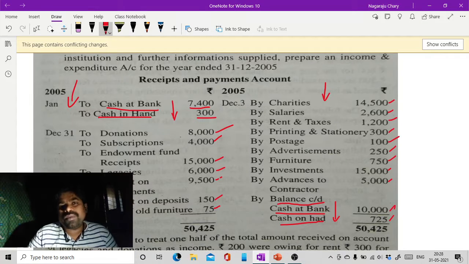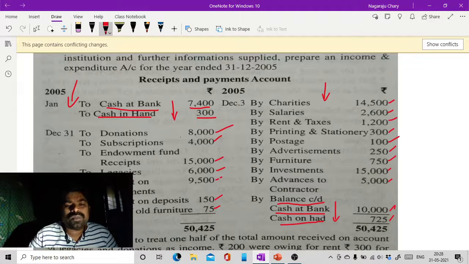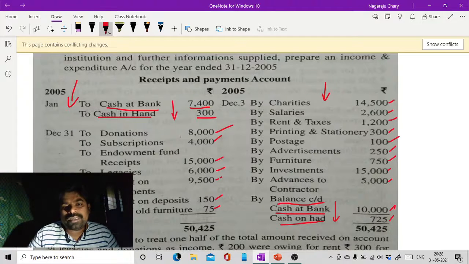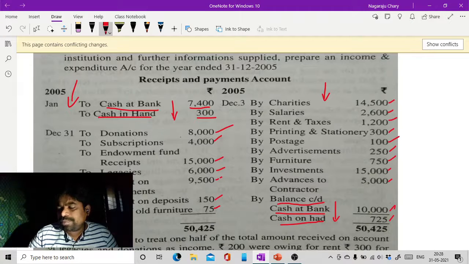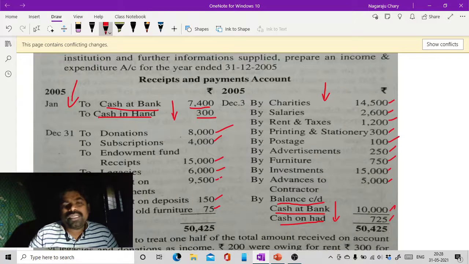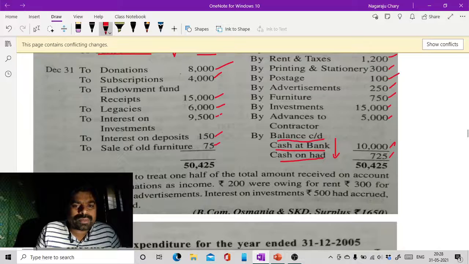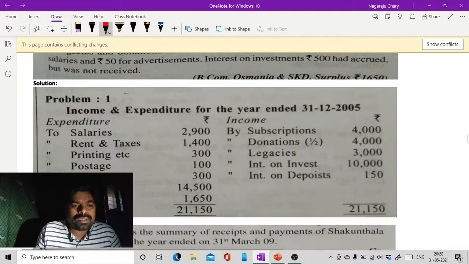That means what are the conditions? Conditions means, where we are preparing an income and expenditure account, only revenue items are to be taken. Only current year items are to be taken. All the adjustable items are to be considered. Okay. Right. So now you see the solution.